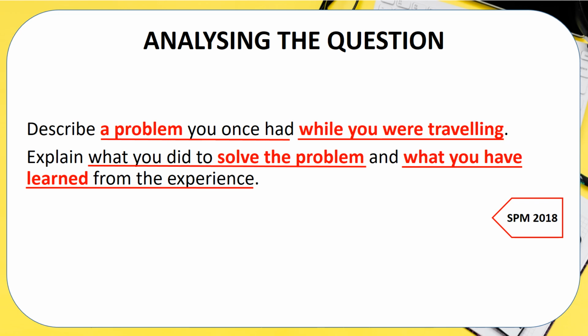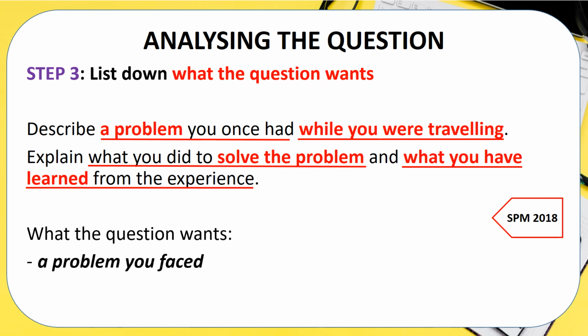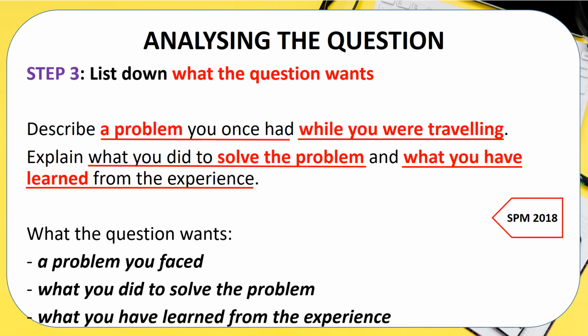We are now at step 3, which is to list down what the question wants. By now, you have identified the given situation. So the other keywords and phrases that you identified earlier, other than the given situation, are the requirements, or basically what the question wants. So in this question, what are the requirements? What does the question want? We have a problem you faced, what you did to solve the problem, and what you have learned from the experience.